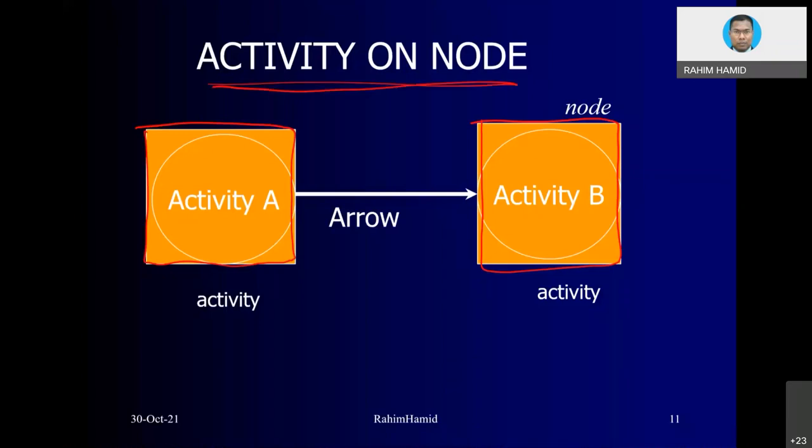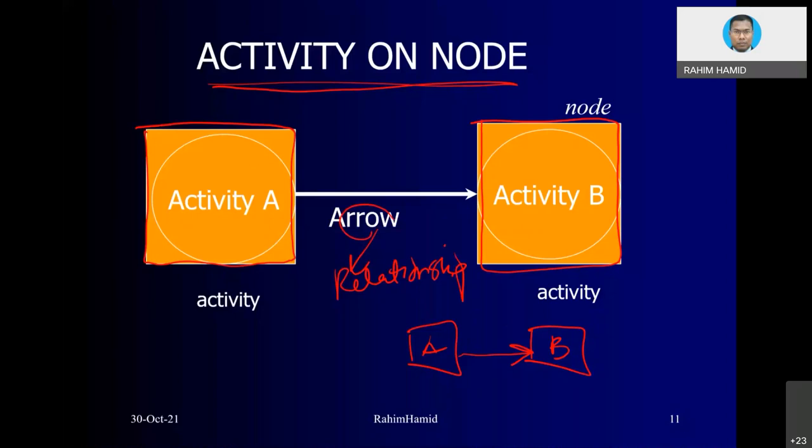If there are two activities, you just simply draw one square and then another square. This is A, this is B. You know that there are two activities, but then you need to connect those activities, because the concept of a network diagram is always the connection. If not, then we shall not call it a network diagram anyway. Okay, so the arrow is there, but the arrow does not represent any activity. The arrow only represents a relationship, and this relationship will vary according to the way you draw them.